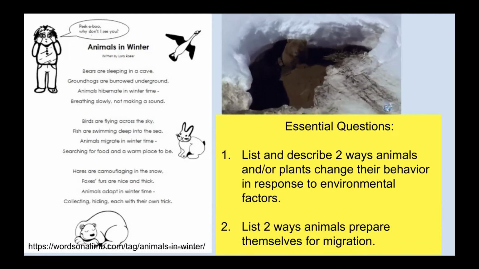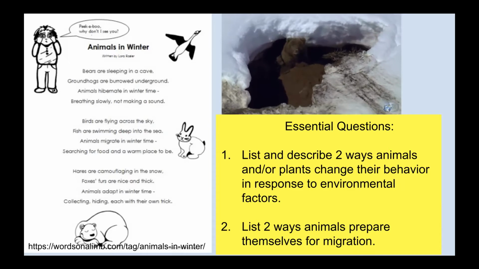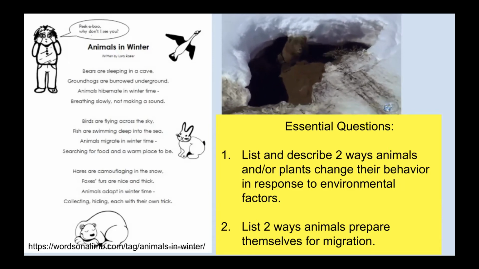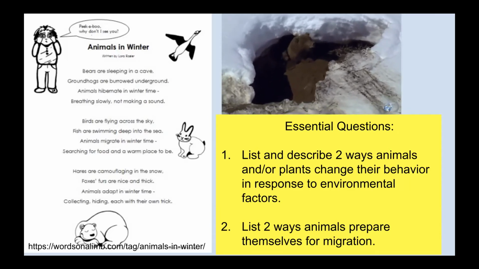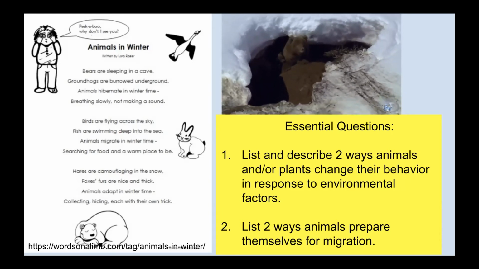Hares are camouflaging in the snow. Foxes are nice and thick with their fur. Animals adapt in winter time, collecting, hiding, each with their own trick. So those are some examples of ways animals have adapted for the cold. Not only can animals change their behaviors in response to cold temperatures, but also in response to hot temperatures. So we're going to look at examples of some of that in a second.